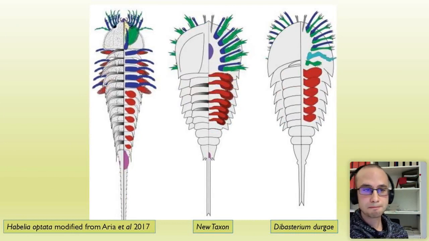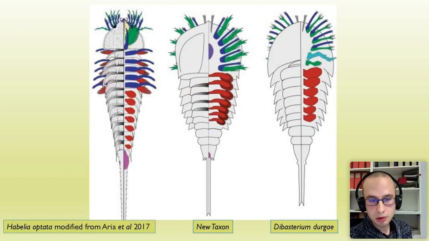In this slide, you can see a comparative reconstruction of the new taxon, Dibasterium and Abelia, with colors used to show the potential homology. The reconstruction we did of this taxon came from not only the specimen that I show you right now, but we had the chance to examine more than 300 specimens, this new taxon being one of the most common in the Fezouata.